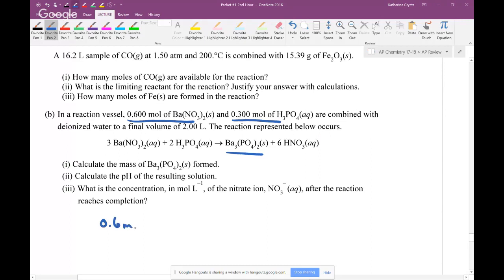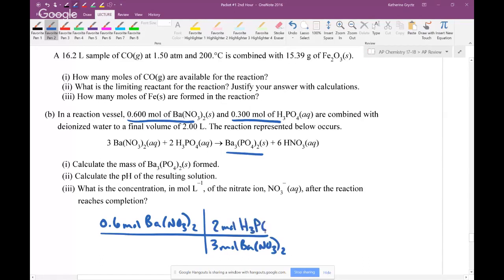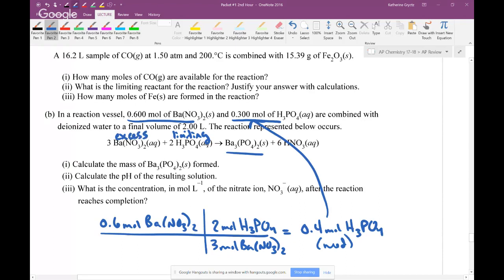So if I pick the 0.6 moles of Ba(NO3)2 and convert it to the units of the other one, I would do 3 moles of Ba(NO3)2 is 2 moles of H3PO4. And that would give me 0.4 moles of H3PO4. That would be how much I needed. I don't have that much. So this guy must be limiting, and barium nitrate must be in excess. So whatever I do, all of my answers should be based off of my limiting reactant.